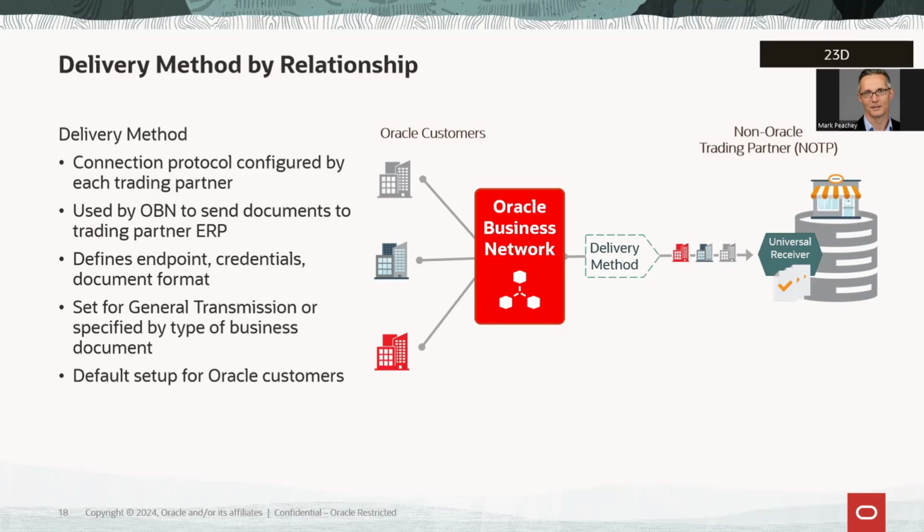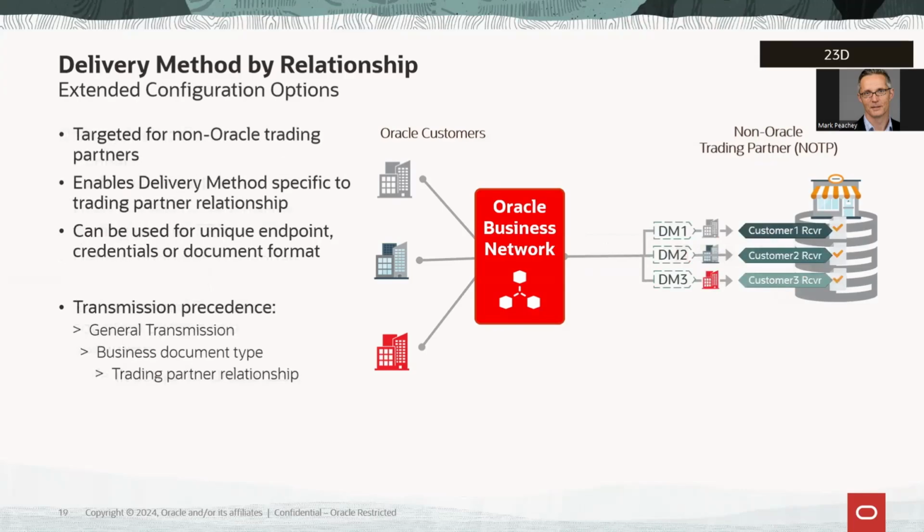As I say, before this, the delivery method applied to everything for every customer. By adjusting this by relationship, you can now have different delivery methods used for different customers. And this was largely to introduce flexibility for the non-Oracle trading partners, who may have different ways that they want to receive things depending on who's sending stuff to them.